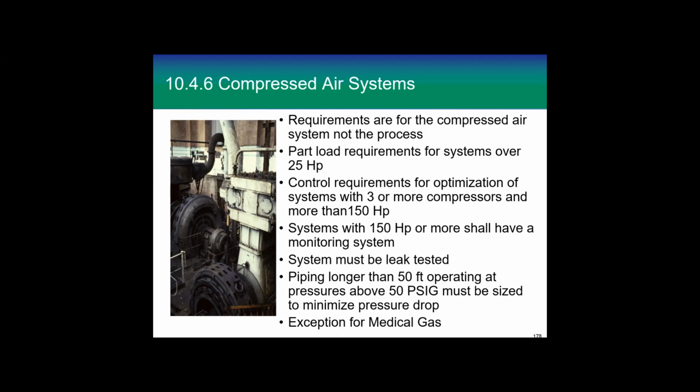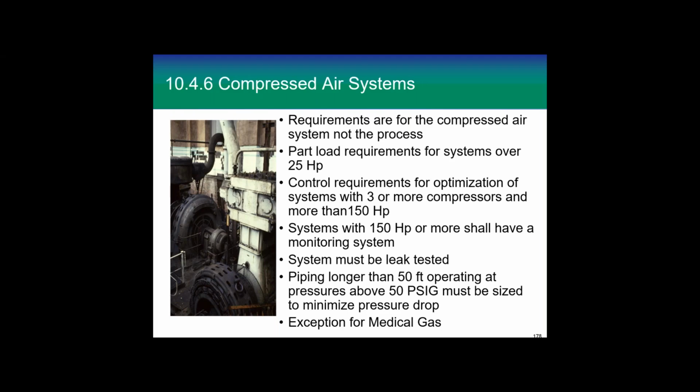There are part load requirements for systems over 25 horsepower. There's control requirements for optimization of systems with 3 or more compressors and more than 150 horsepower: how you turn them off, what size they have to be, the steps between the compressed air systems. Systems with 150 horsepower or more shall have a monitoring system so that the controls people or the operators know how those systems are working and if they're working the way they should.